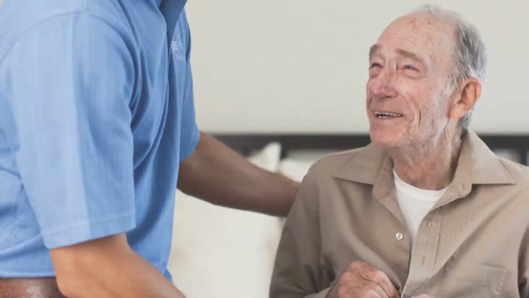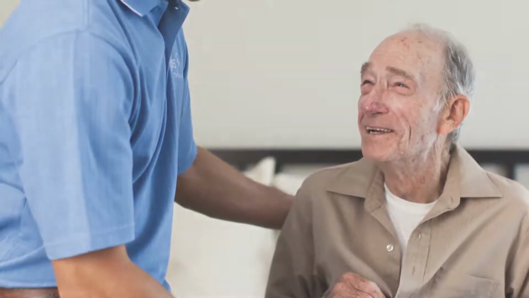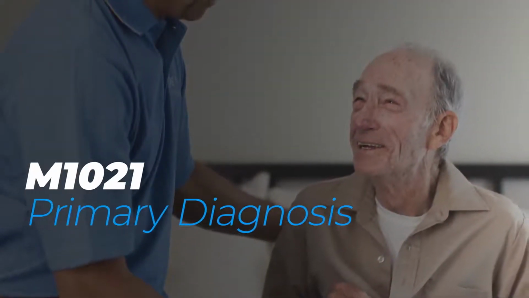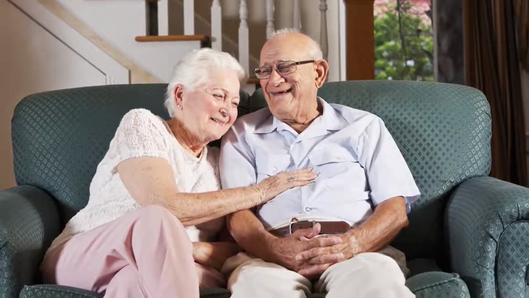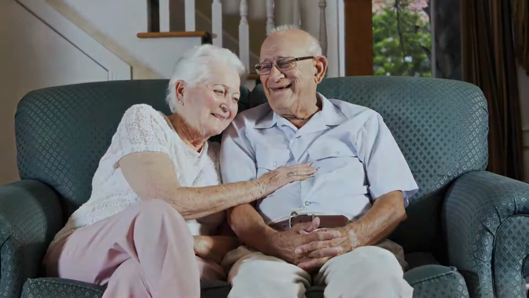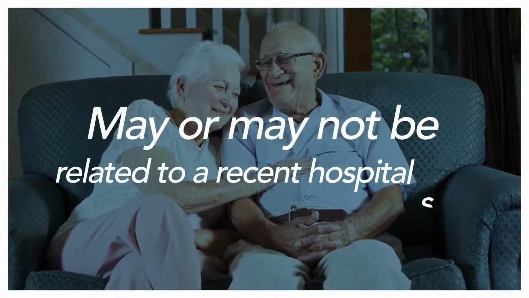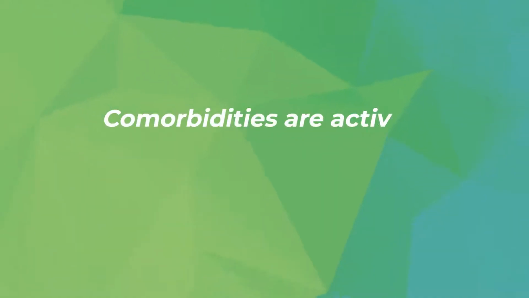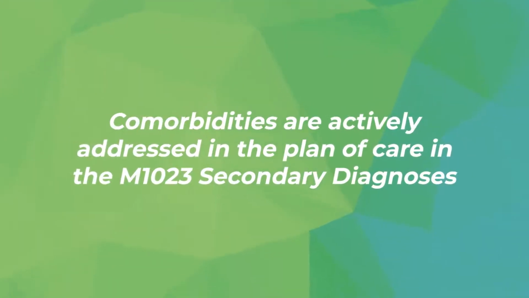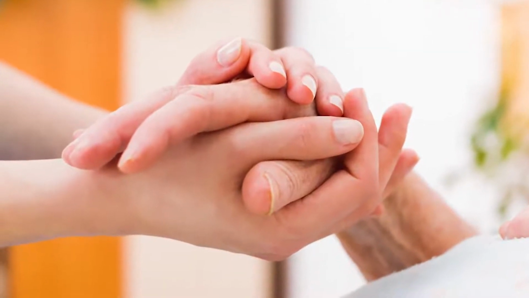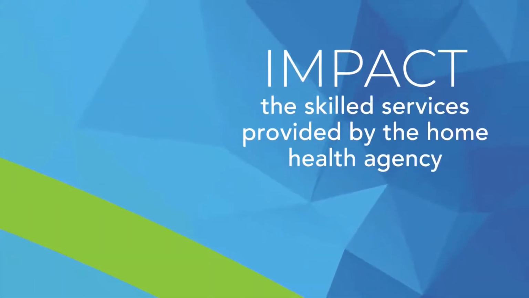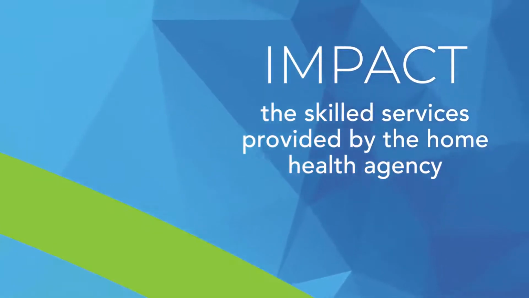On the OASIS, there are several questions surrounding the medical reason for a home care stay, or M1021 primary diagnosis. The main reason the patient is receiving home care and the diagnosis most related to current home health plan of care may or may not be related to a recent hospital stay. Comorbidities are actively addressed in the plan of care in the M1023 secondary diagnoses and have the potential to affect responsiveness to treatment and rehabilitative prognosis, even if they are not the focus of home care treatment itself. They also have capability to impact the skilled services provided by the home health agency.